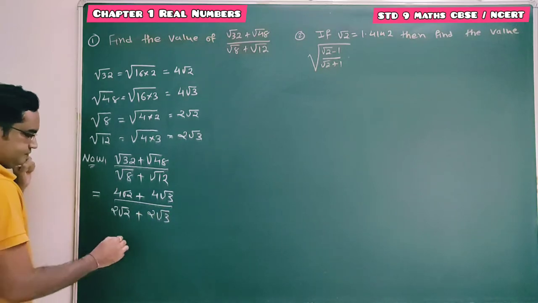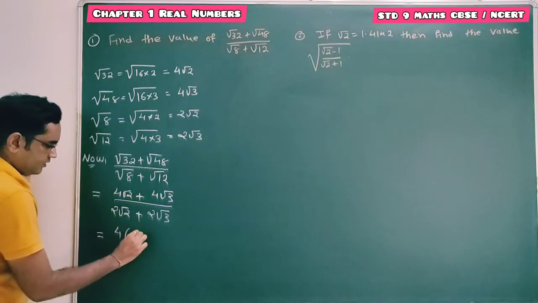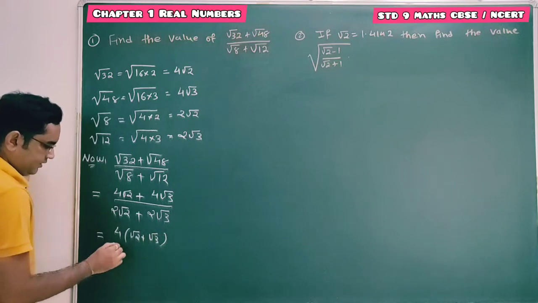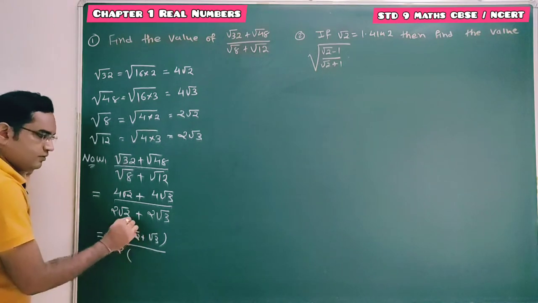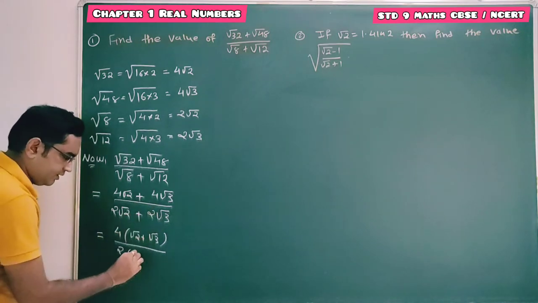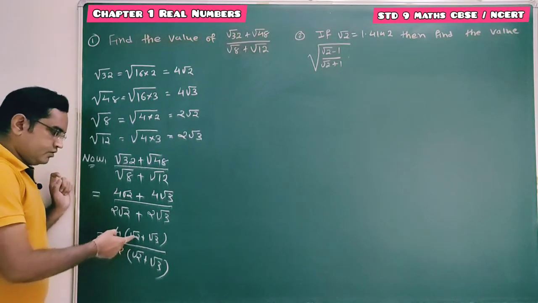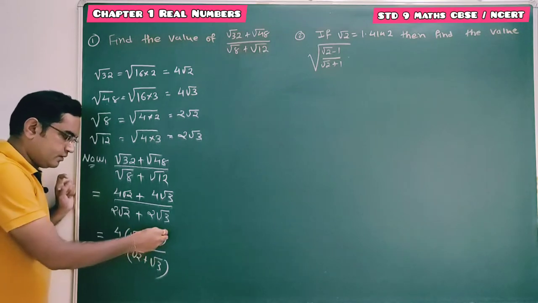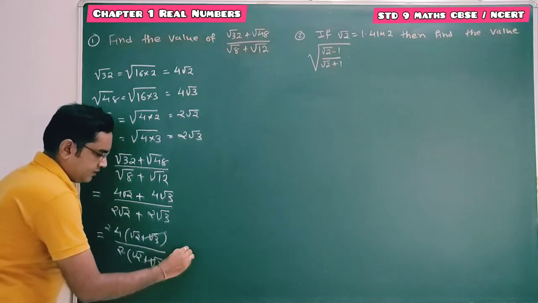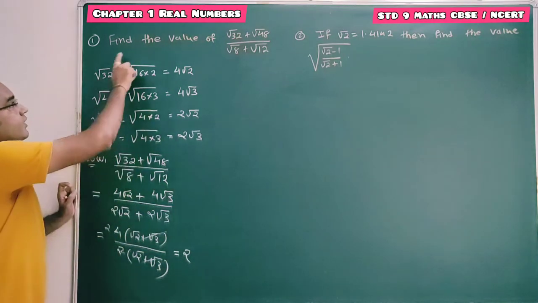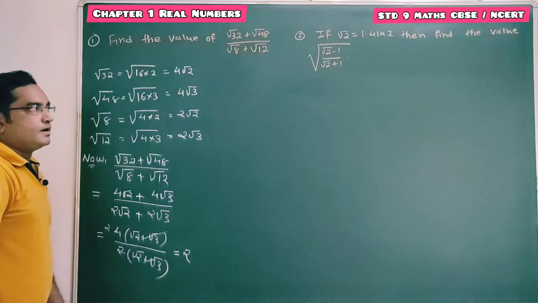So students, here we can say from the numerator we can take 4 common. So the remaining terms are root 2 plus root 3, and from the denominator we can take 2 as common. So it's 2 into the remaining terms, root 2 plus root 3. So here you can see root 2 plus root 3 and root 2 plus root 3 are equal terms, and they can be cancelled out, and here 4 divided by 2 is 2. Therefore our answer is 2. We found the value of this expression and the value is 2. Did you understand?